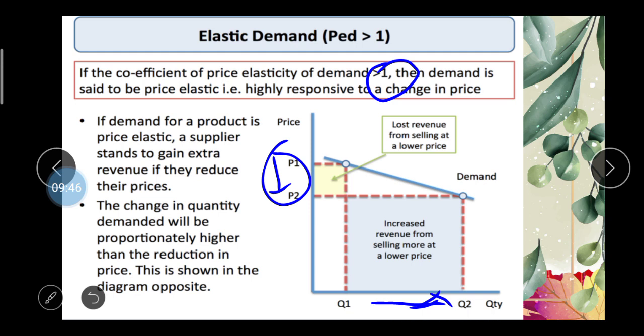So here our demand curve is steeper. Our demand curve gets steeper because the quantity demanded is higher.